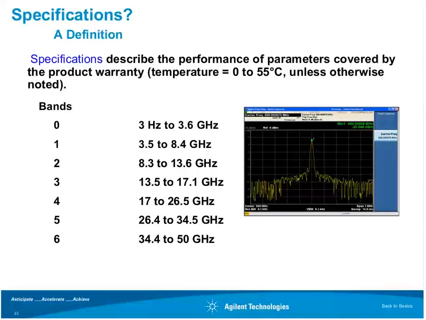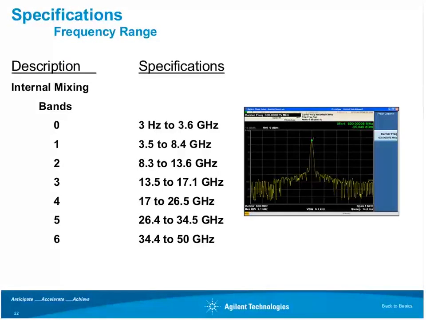All right, so as I mentioned, probably one of the most basic and important parameters is the frequency range. Depending on your application, you might just need performance, say, to 3 gigahertz for RF applications, or you might need to go to 26.5 gigahertz or even 50 gigahertz or higher. So again, there are different models available of spectrum analyzers to cover these various frequency ranges.